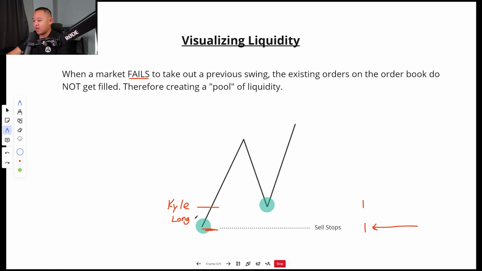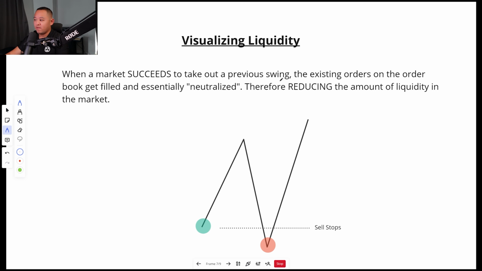It's just based on the fact that we have an old swing low here. What most likely occurs is more and more orders get placed in the order book as this market trades away, to sell if it trades below that level. So just keep this in mind when we are looking at specific markets. When a market succeeds in taking out a previous swing, the existing orders on the order book get filled and essentially neutralized, therefore reducing the amount of liquidity in the market.